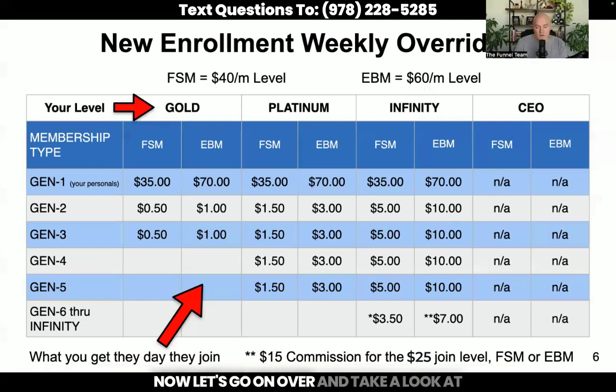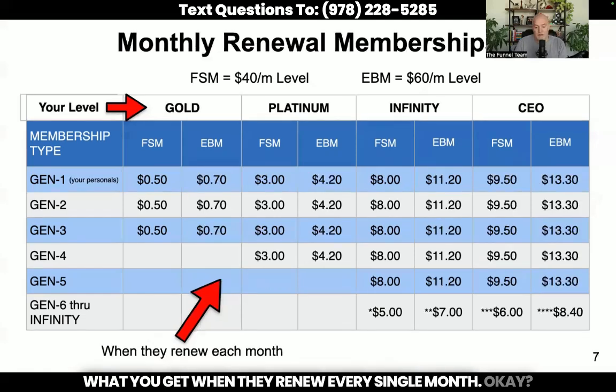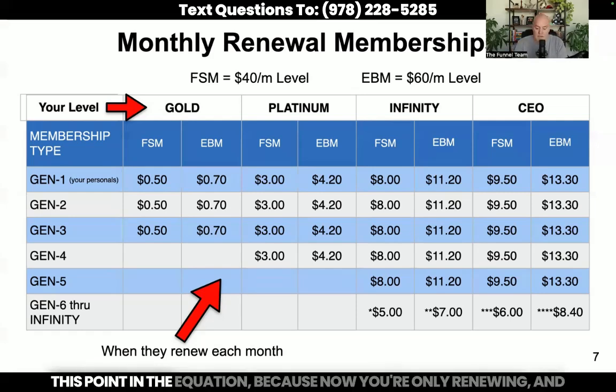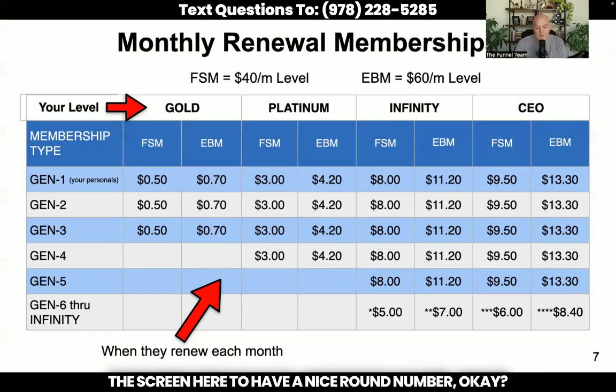Now, let's go on over and take a look at what you get when they renew every single month, okay? So now they're only going to be renewing at 1 or 2 different levels. So the $20 or the $25 join level comes out of this point in the equation because now you're only renewing at $40.95 or $59.95. And I just rounded them up on the screen here to have a nice round number, okay?